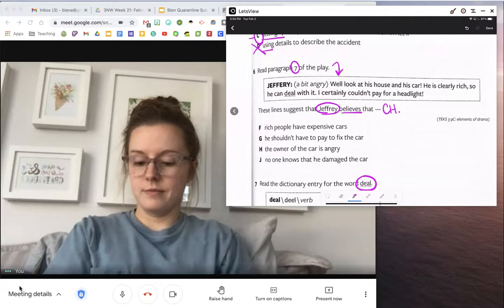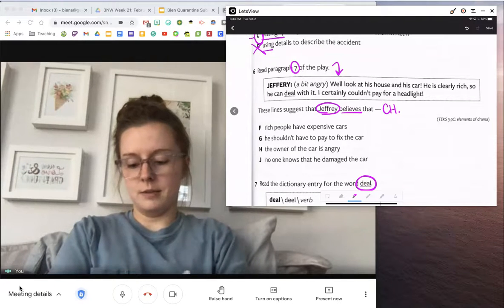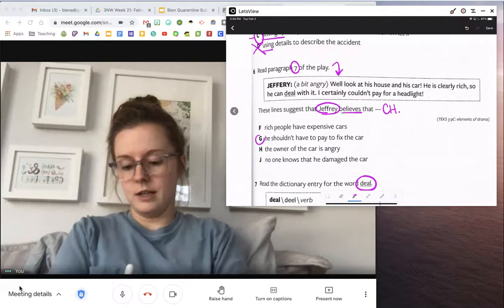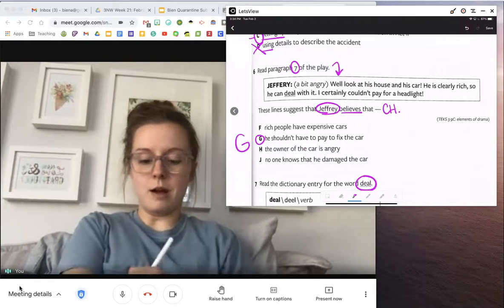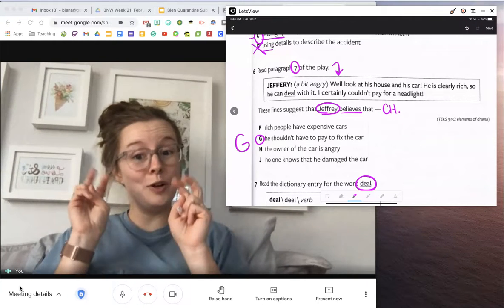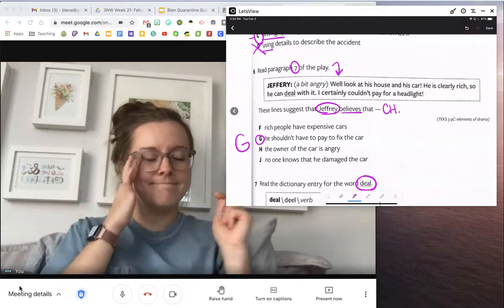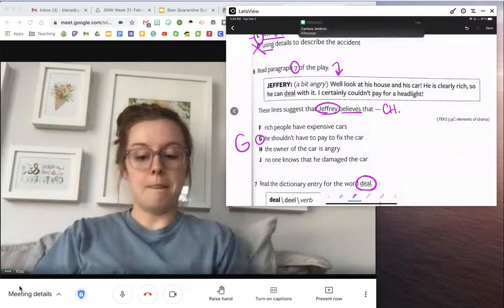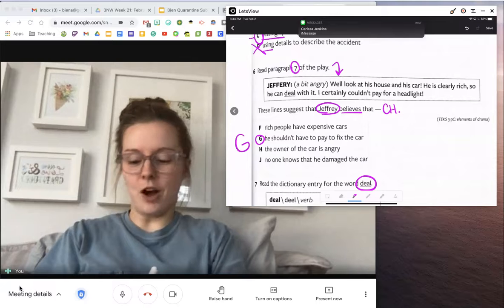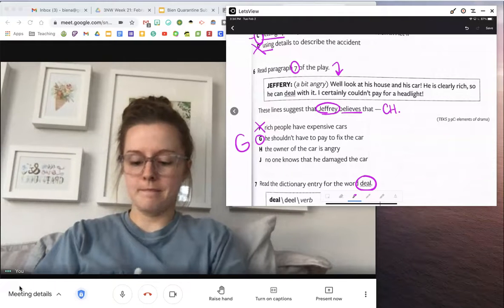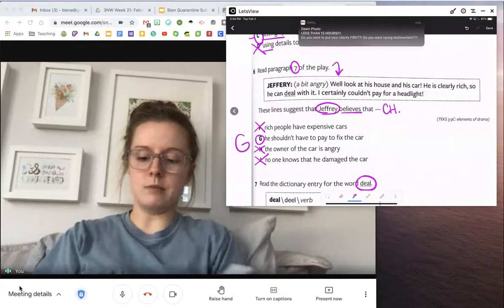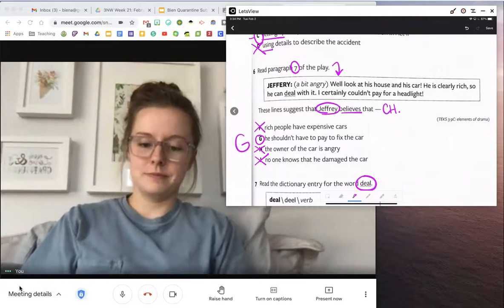The answer is G. He doesn't think he should have to pay for it because that guy is clearly rich, so he can pay for it, right? That's not the right way to think. That is what he believes, but that's not correct, is it? If you mess something up, you need to be the one to fix it. Okay.